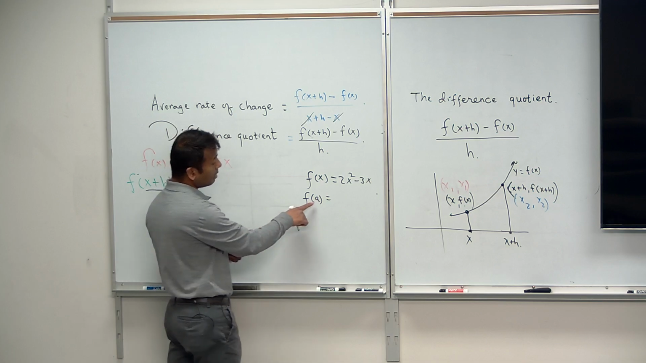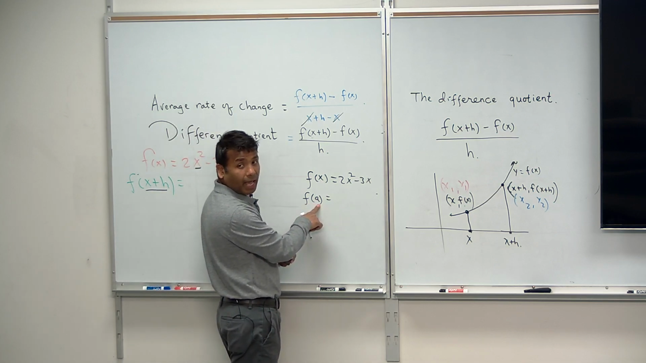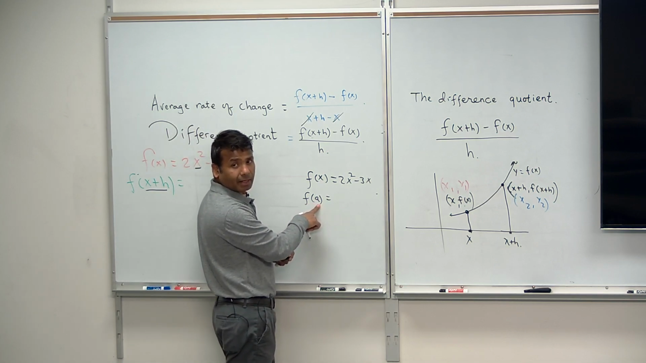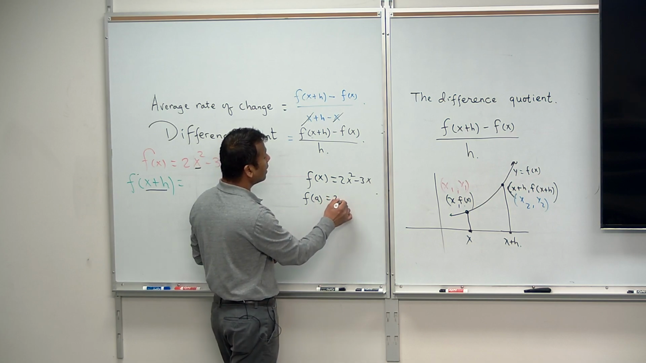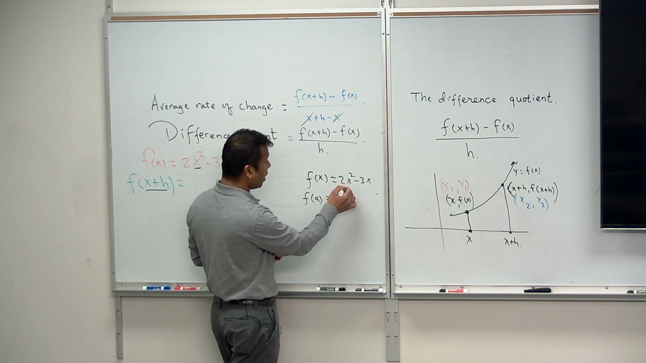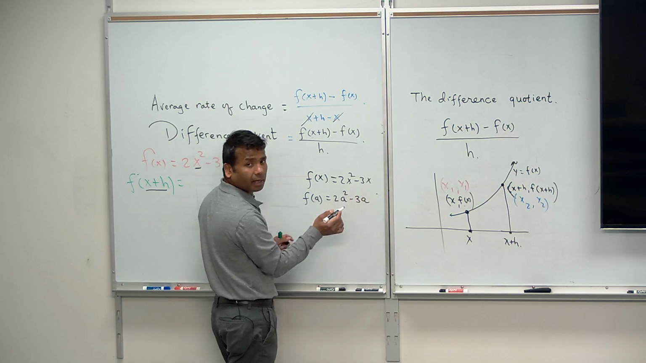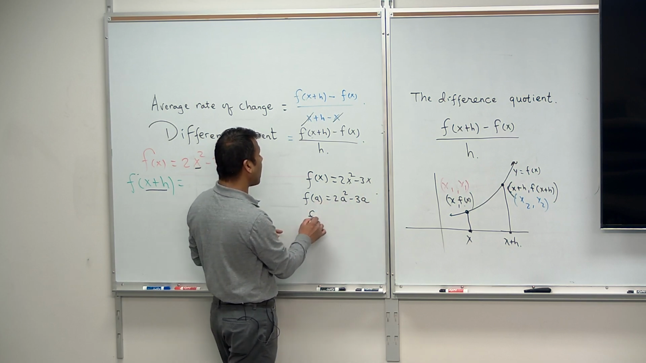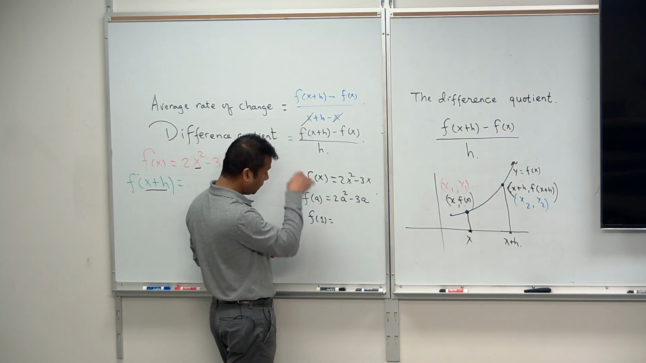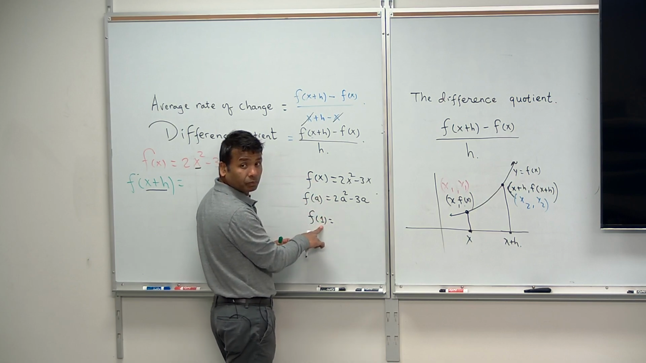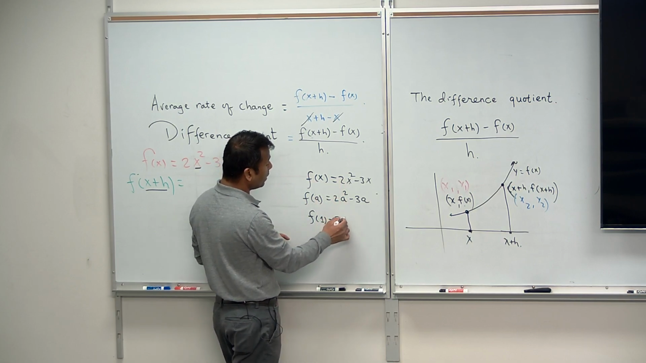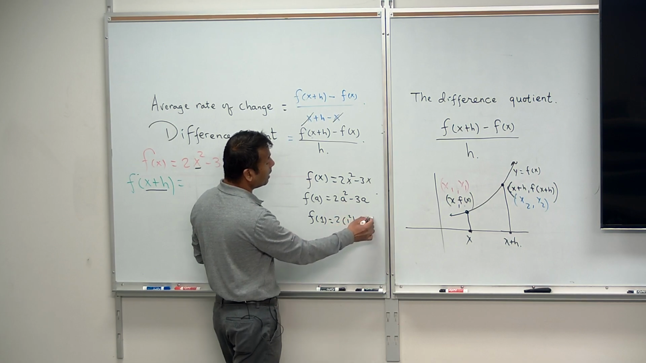You plug in a for x. Is that right? So this is 2 times a squared, because you plug in this: 2a squared minus what? 3a. Are you with me? If you want to find out f of 1, how do you find this? You plug in 1 for x. So 2 times 1 squared minus 3 times 1.